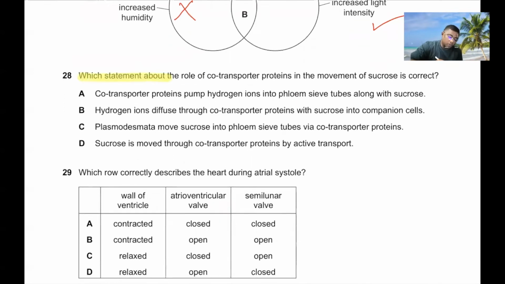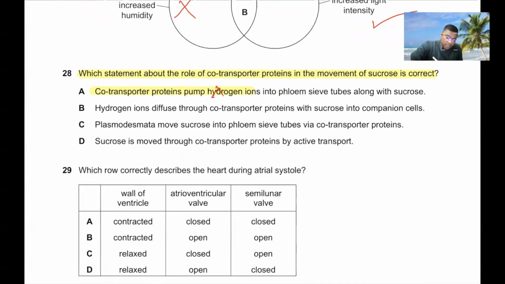Which statement about the role of co-transporter proteins in the movement of sucrose is correct? Co-transporter protein pumps hydrogen. No, definitely not. This is a big no. All right, co-transporter protein does not pump hydrogen. Hydrogen ions diffuse through co-transporter proteins with sucrose into companion cells. Yes, that is a function of a co-transporter. It co-transports H plus ions with the sucrose.